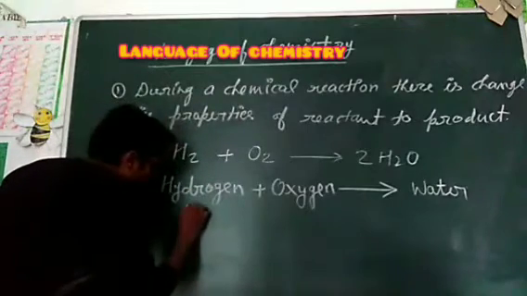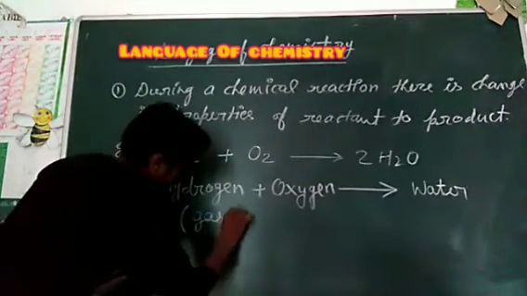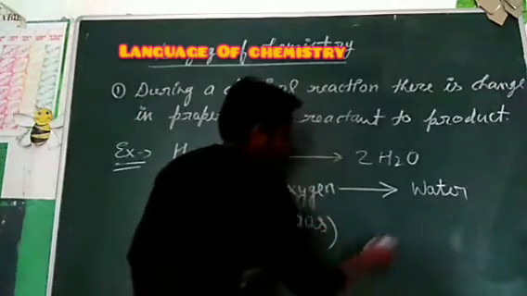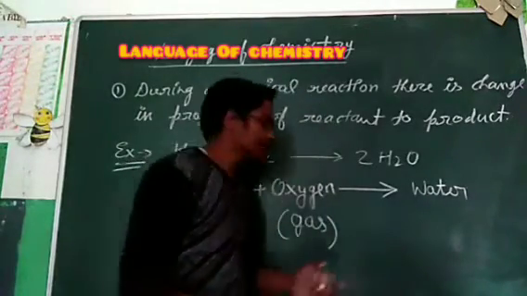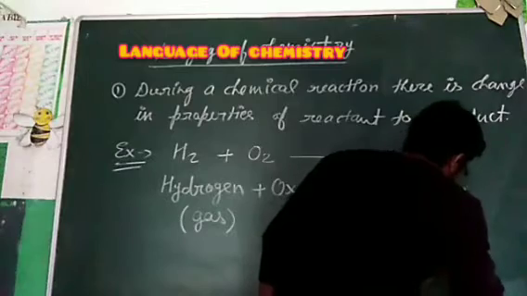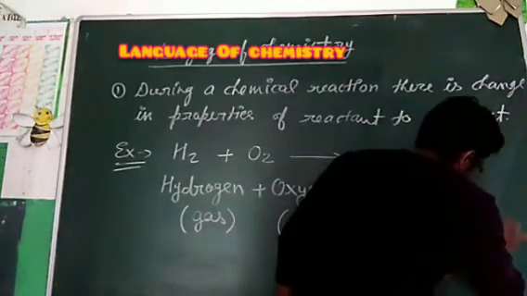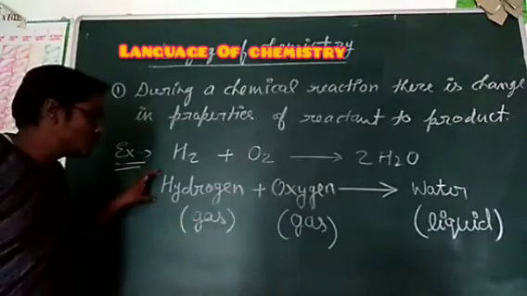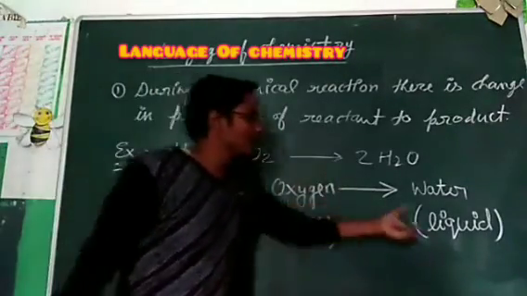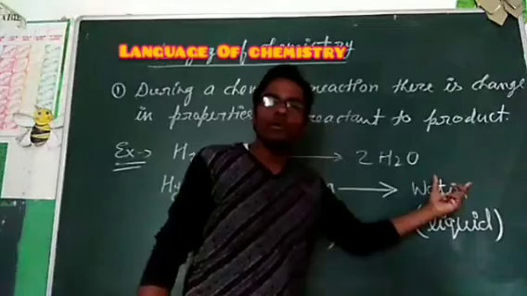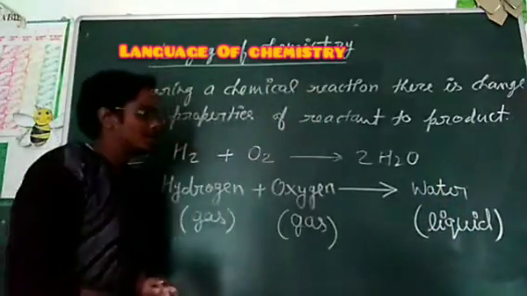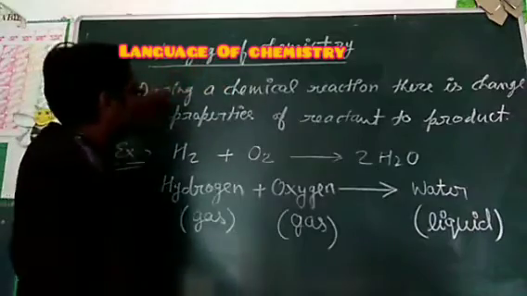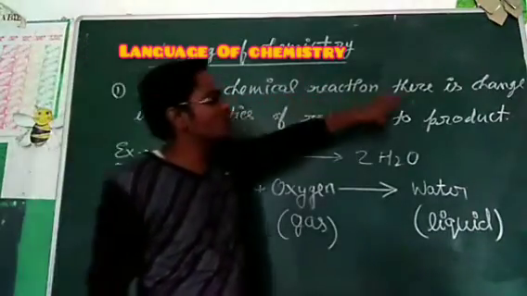See beta, hydrogen is a gas and oxygen is also a gas. But you have seen water is in the form of liquid. So hydrogen is gas, oxygen is gas, but the product is liquid. So this is the example that during a chemical reaction there is a change in properties of reactant to product.